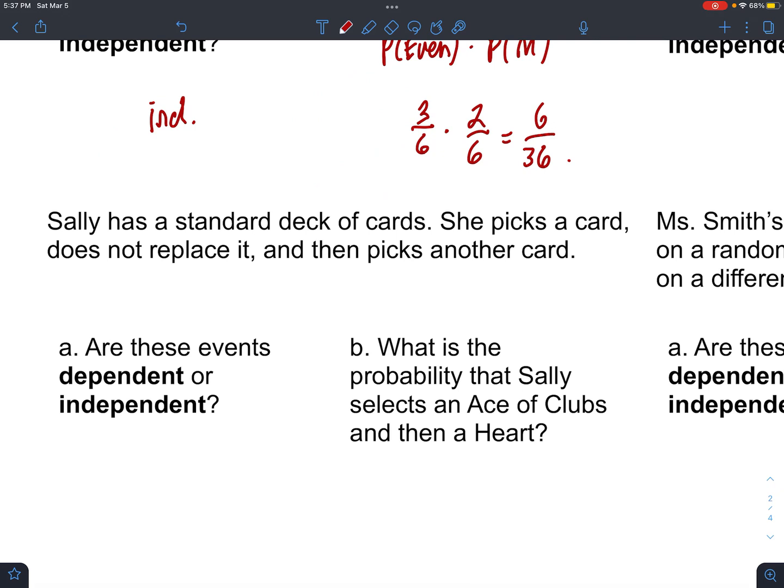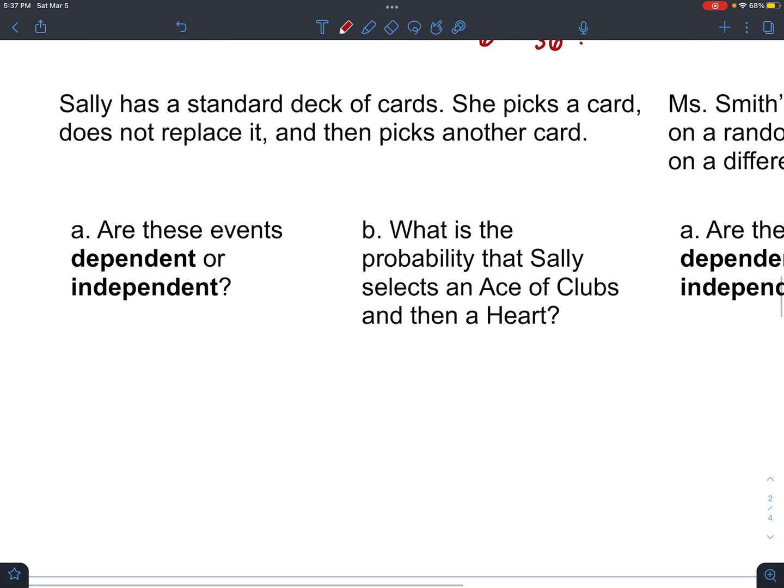Okay, so we have Sally here who has a deck of cards and she picks one but does not replace it. She takes it out of the deck and then she picks another one. So on the first draw, if you pick an ace, then for the rest of the cards in the deck, you're going to have less of a chance of picking an ace because it's gone. So these are dependent events because one of them depends on the other.